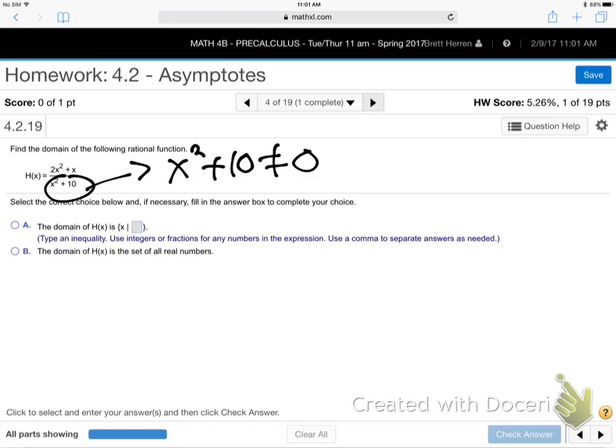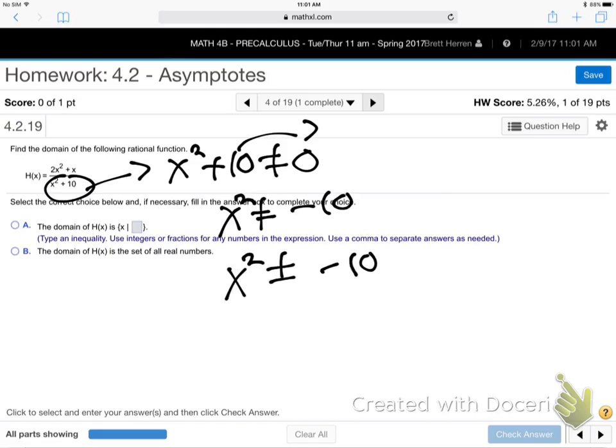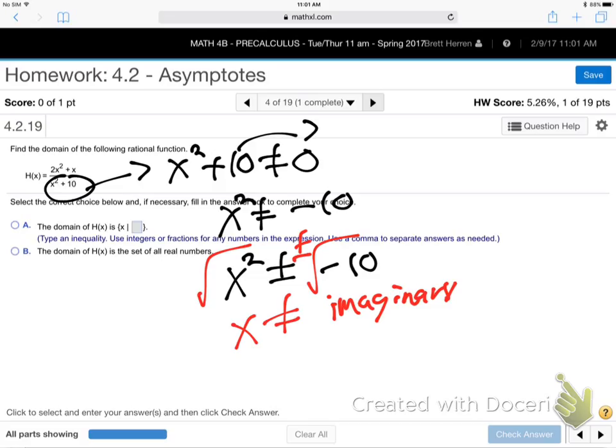All right, so move the 10 over, becomes a negative 10. And then we put the root over both sides and plus or minus. And what does that mean? Yeah, imaginary, huh? So what does that mean? That means x cannot be imaginary. Okay. So that means x is any real number. In other words, any number. So the domain is the set of all real numbers. It just can't be imaginary. It'll be real. Make sense on that? So it's all real numbers, because there's no way to make that denominator 0, right?